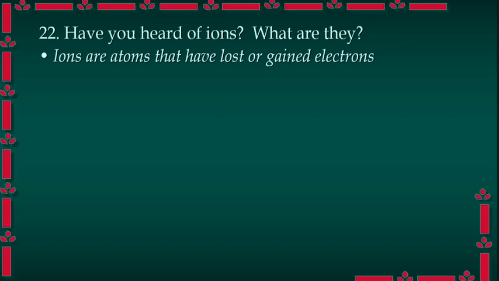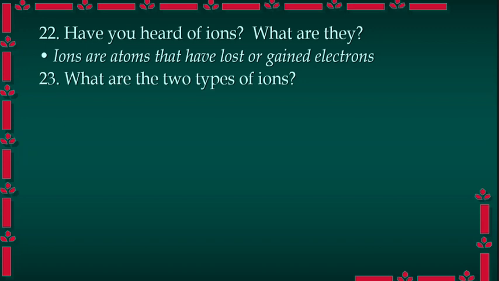Think of electrons as pimples. You gain them, bad things happen. They're negative. So there are 2 types of ions. You lose a pimple, that's good. You're positive. If you gain a pimple, that's bad. That's negative.